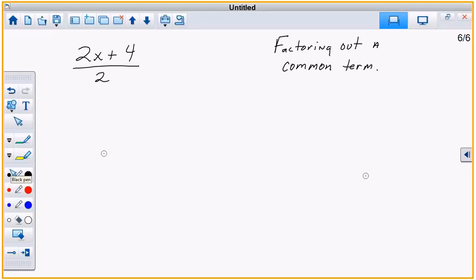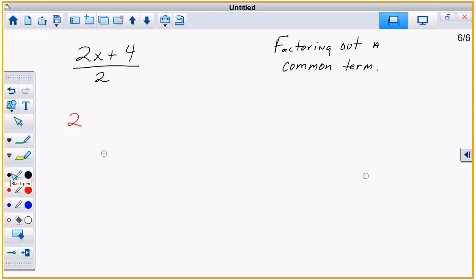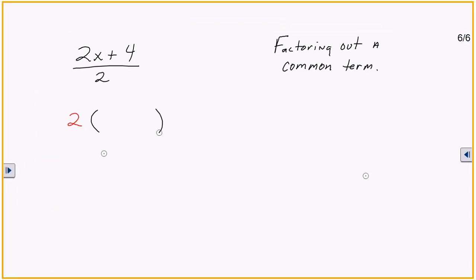Think of it like a tablecloth. You know, when you pull a tablecloth out from a plate, you pull it real quick and the plate just sits there on the table and the tablecloth comes out from under it. Think of it kind of like that. I'm going to factor out that 2. I'm going to pull it out there in front, and that's pulling the tablecloth out from under the plate. And the plate falls, and you're left with x plus 2. Hold on just a second.